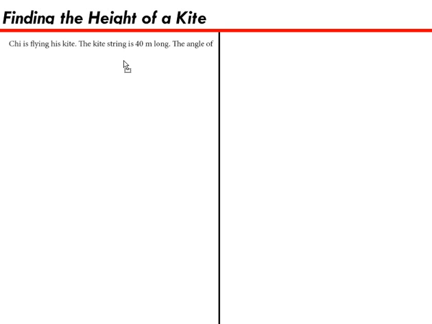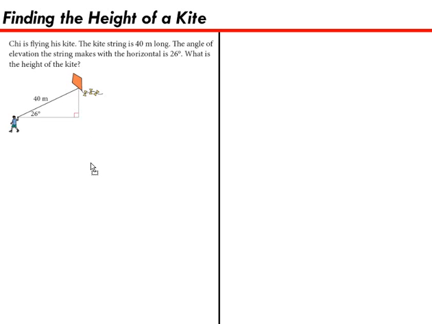Chai is flying his kite. The kite string is 40 meters long. The angle of elevation the string makes with the horizontal is 26 degrees. What is the height of the kite? And the question also gives us a very nice looking diagram of Chai flying his kite on a nice breezy day.